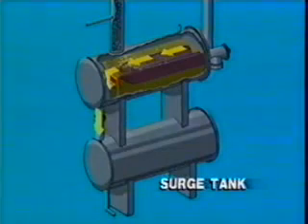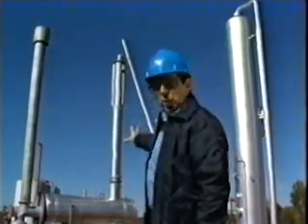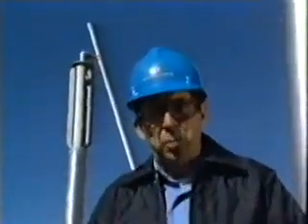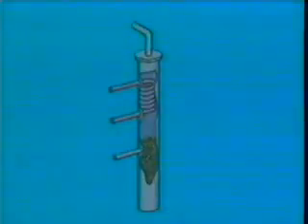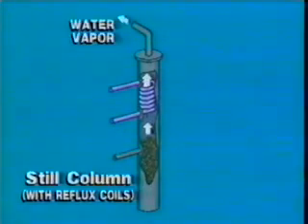When the glycol level is low in the surge tank, fresh glycol is added to the reboiler, so it can be dried before going into the surge tank. This still column, or stripper, located just above the reboiler, is where the actual distillation of water from the glycol takes place. Still columns are normally packed columns and have fin condensers or reflux coils in the top. These condensers, or reflux coils, cool water vapor leaving the column and recover entrained glycol.